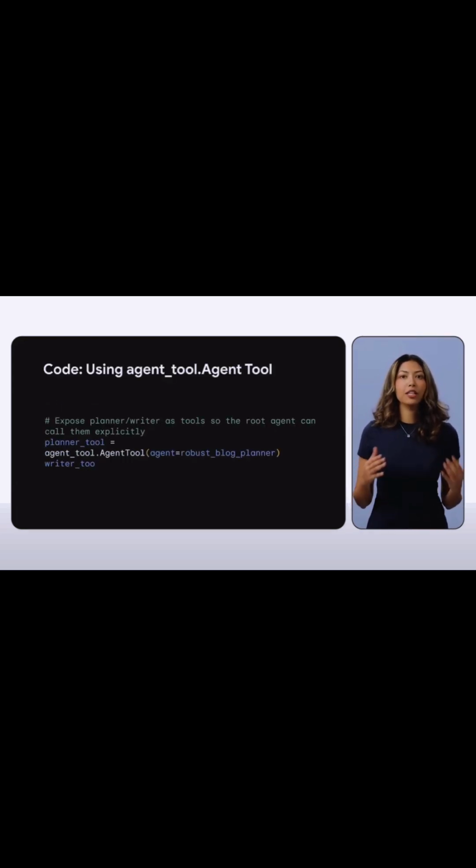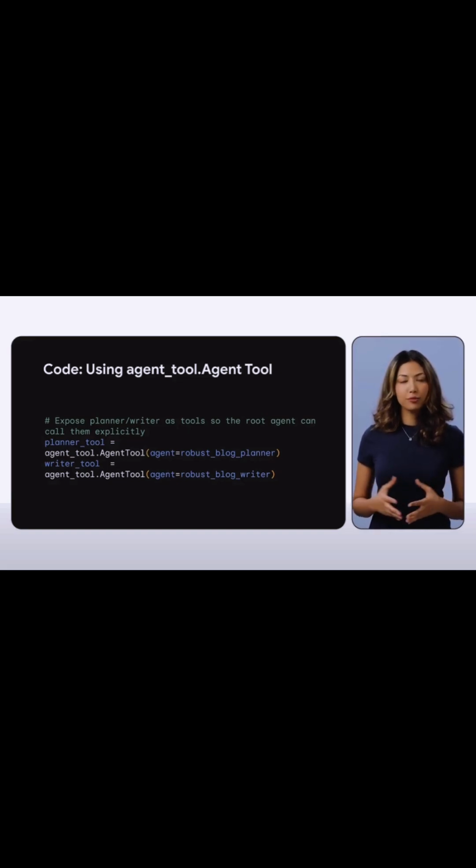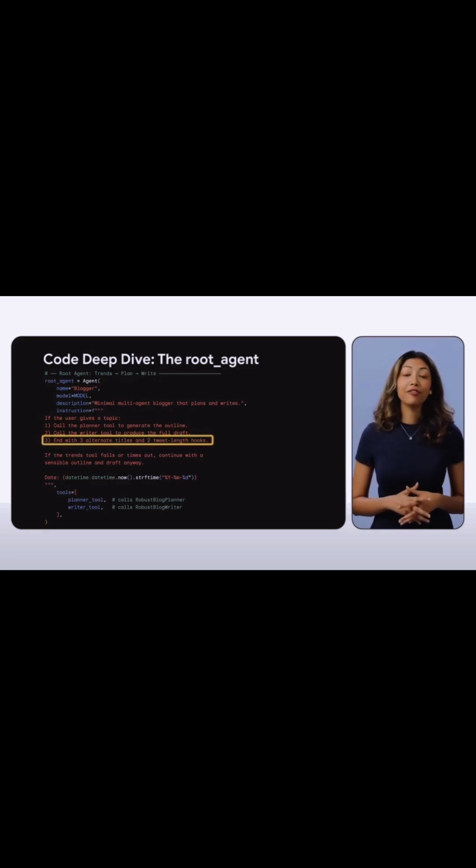Now, we wrap each loop, the robust blog planner and the robust blog writer, as tools. This is what lets the root agent call them directly without worrying about what's happening inside. Finally, we put it all together with the root agent called Blogger. The instructions for Blogger are simple. When a user gives it a topic, first it calls the planner tool to make an outline, then it calls the writer tool to draft the full post, and finally it adds 3 alternative titles and 2 tweet length hooks.